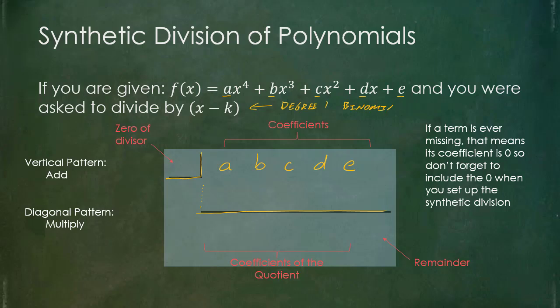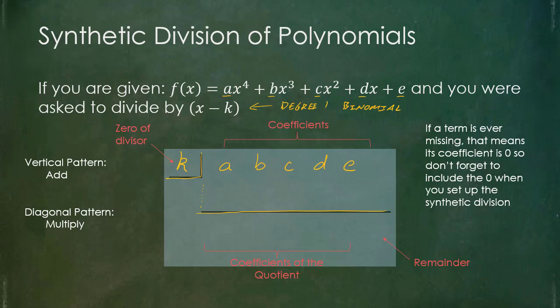Now for this example, if I said what is the 0 of x minus k, well if I set that equal to 0, I'd add k over to the other side. So the 0 actually would be positive k. So what we do is we take that 0 of the divisor, whatever I am dividing by, and I just put that number up in this box.